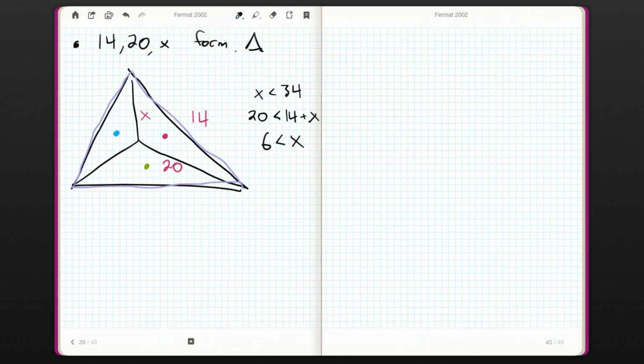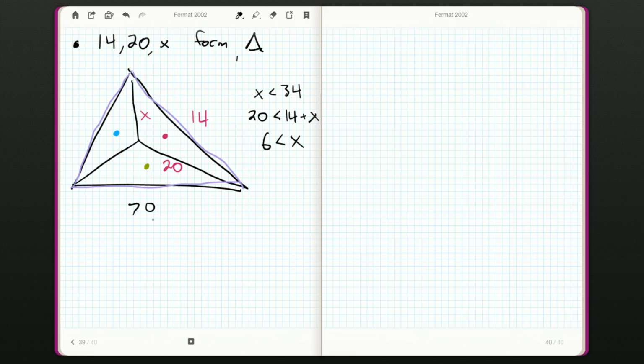So we have 14, 20. Those are our two smallest. How about we switch and talk about 70? Where could 70 go? If I put 70 here, I notice that I have 70, 20, and another side length. This has to form a triangle.